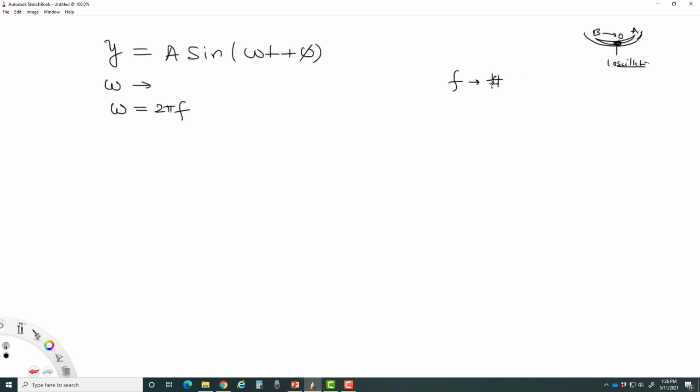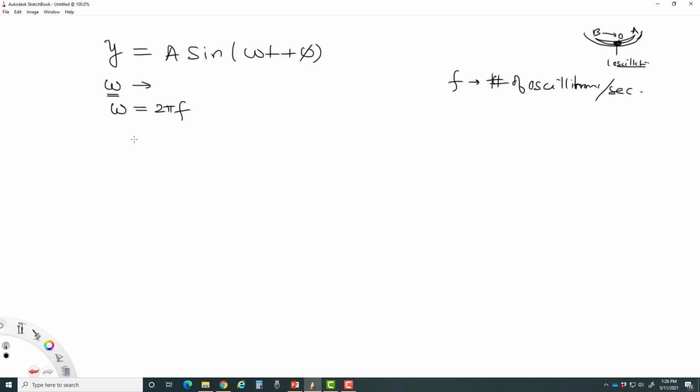So frequency is the number of oscillations per second, and the angular frequency is given by omega equals 2 pi f. Okay, angular frequency is how much angle it makes in 1 second. So this is also angular velocity.